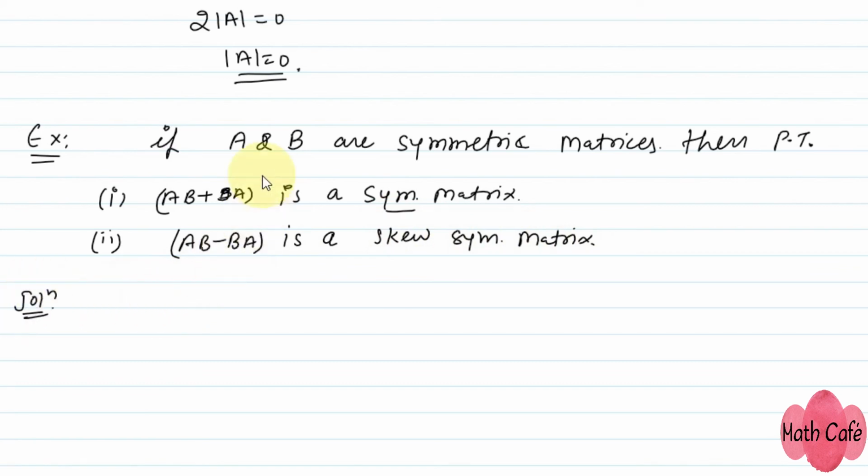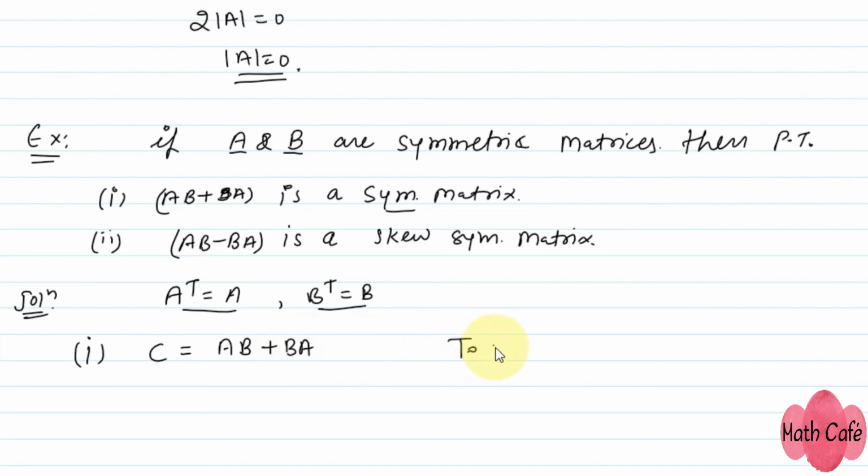First of all, we will see what is given to us in the question. It is given that A and B are symmetric matrices. So A transpose will be equal to A, and B transpose will be equal to B. In the first part, we need to prove that AB plus BA is a symmetric matrix. Let's say AB plus BA is a matrix C, and we need to prove that C transpose will be equal to C if C is a symmetric matrix. Alright, so let's proceed.